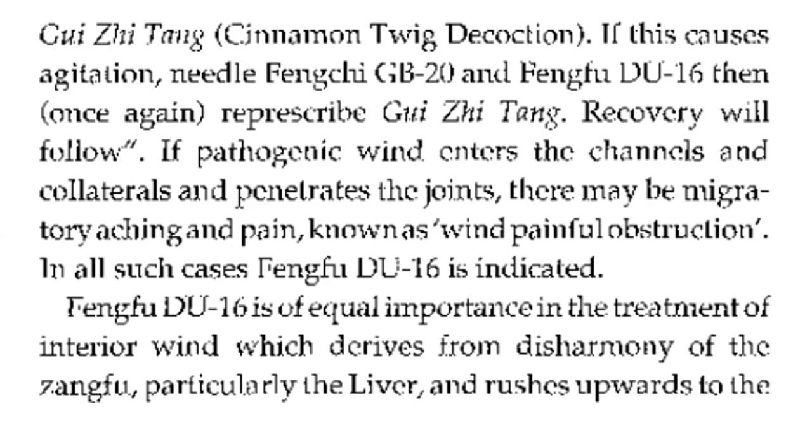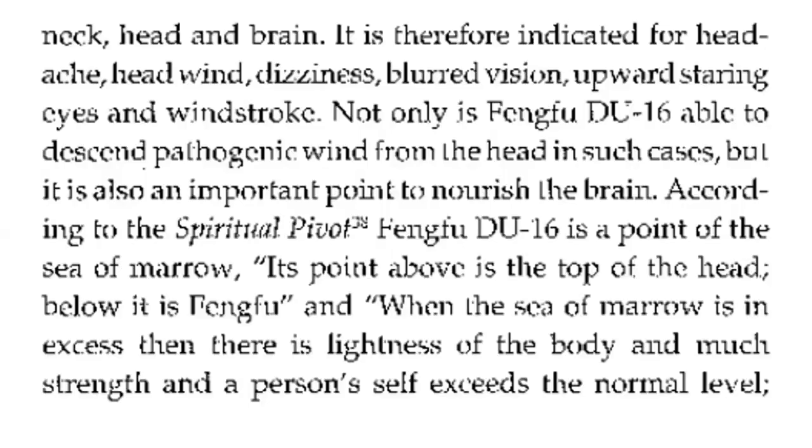GV16 is of equal importance in the treatment of interior wind, which derives from disharmony of the zang organs, particularly the liver, and rushes upward to the neck, head and brain. It is therefore indicated for headache, head wind, dizziness, blurred vision, upward staring eyes, and stroke. Not only is GV16 able to descend the pathogenic wind from the head in such cases, but it is also an important point to nourish the brain.